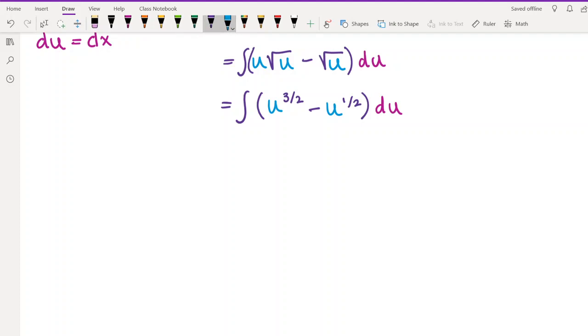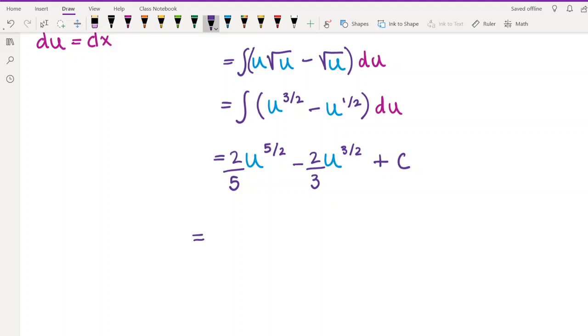So the new exponent will be 5/2, right? Because we add 1. And then we take the reciprocal of that, and that gives us 2/5. And then for the next part, the new exponent will be 3/2, and then we multiply that by 2/3. And then we have plus c. And so our last step is going to be to put back in our original input.